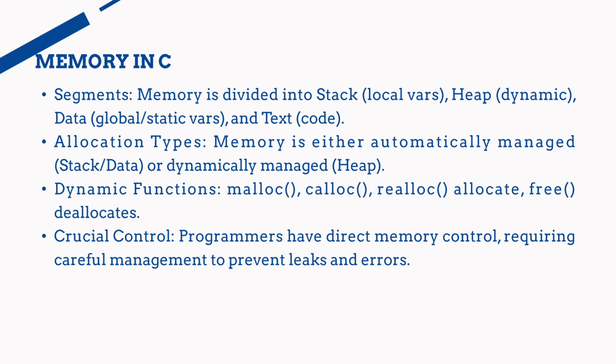Memory in C. The memory is divided into stack, heap, data and text segments. Allocation type is either automatically managed or dynamically managed. Dynamic functions are malloc, calloc, realloc to allocate, and free to deallocate. The programmer has direct memory control, requiring careful management to prevent leaks and errors.